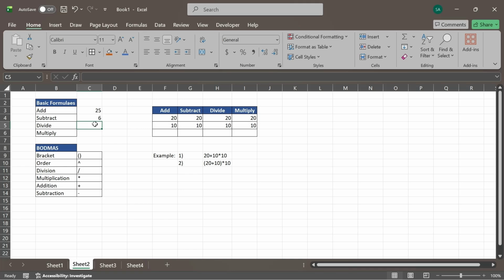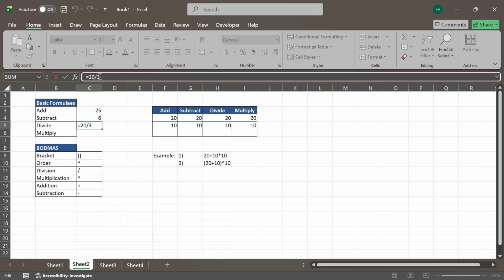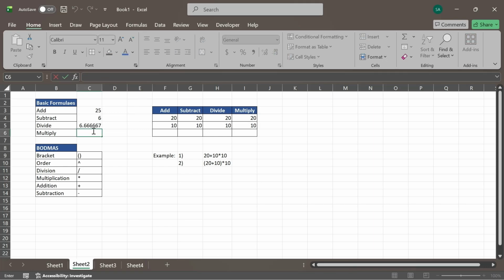Then if you wanna divide the values, for example 20 divide 3, divide symbol is the slash in Excel or in computer language. If you wanna multiply, then again we will start the formula with equal to sign. Let's say I wanna multiply 12 with 5, then multiply symbol is this asterisk in terms of computer, right? So this asterisk, this is the way we multiply two values.